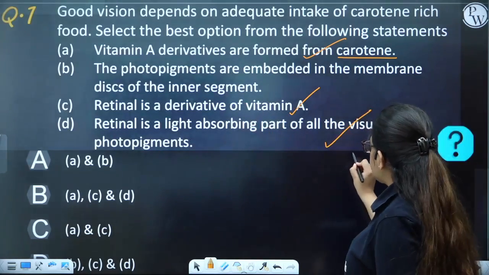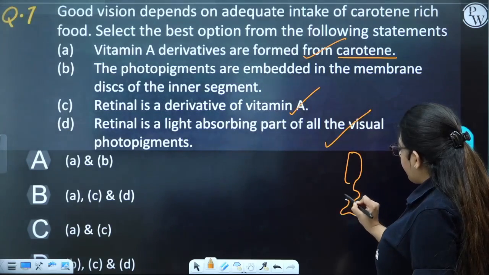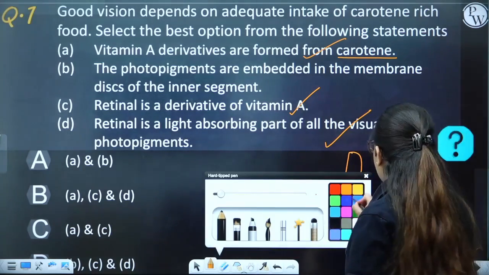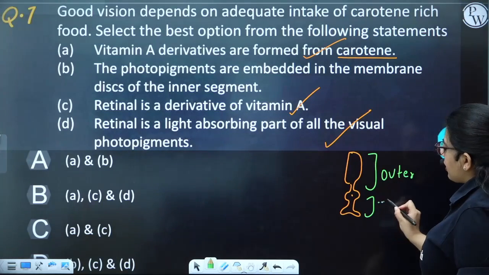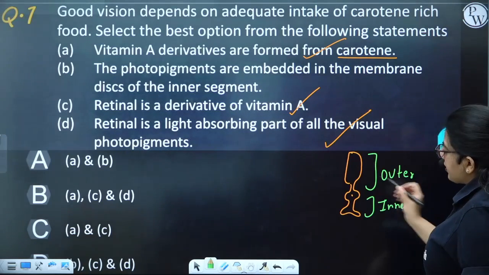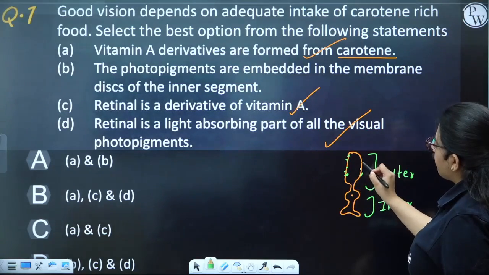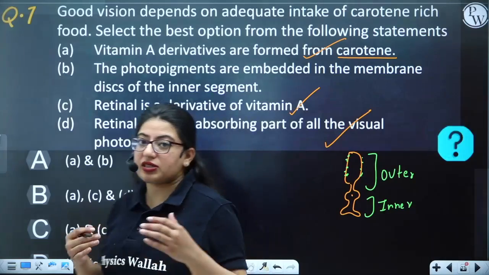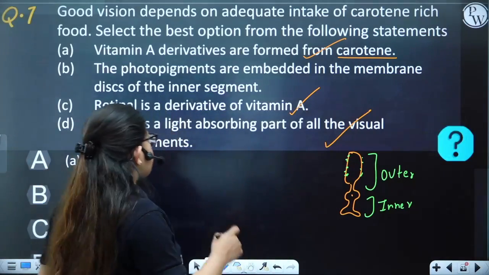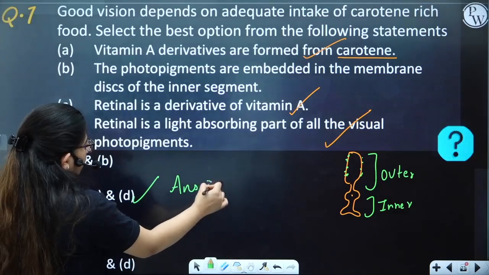Now what happens is, if this is your rod, okay. So now the rod is divided into two segments. This is the outer segment and this is the inner segment. So these are always embedded in the membrane of which segment? Of your outer segment, not the inner. So these pigments, where are they actually present? They are present in the outer segment. So A, C, and D are correct. So the answer is B.